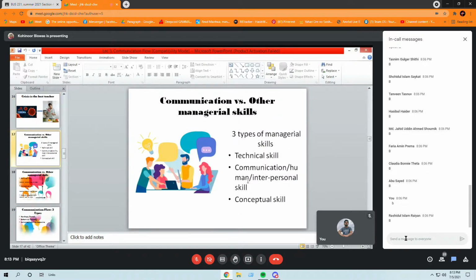Okay. This topic is about communication versus other managerial skills. It is a pretty simple topic and it is taken directly from a management book, a Management 101 book. Now there are three types of managerial skills: technical skill, communication skill, and finally conceptual skill. Communication skill is also known as human skill and interpersonal skill. So we are going to discuss which one of these three types of skill is most important and how important communication skill is. That is our point of discussion.